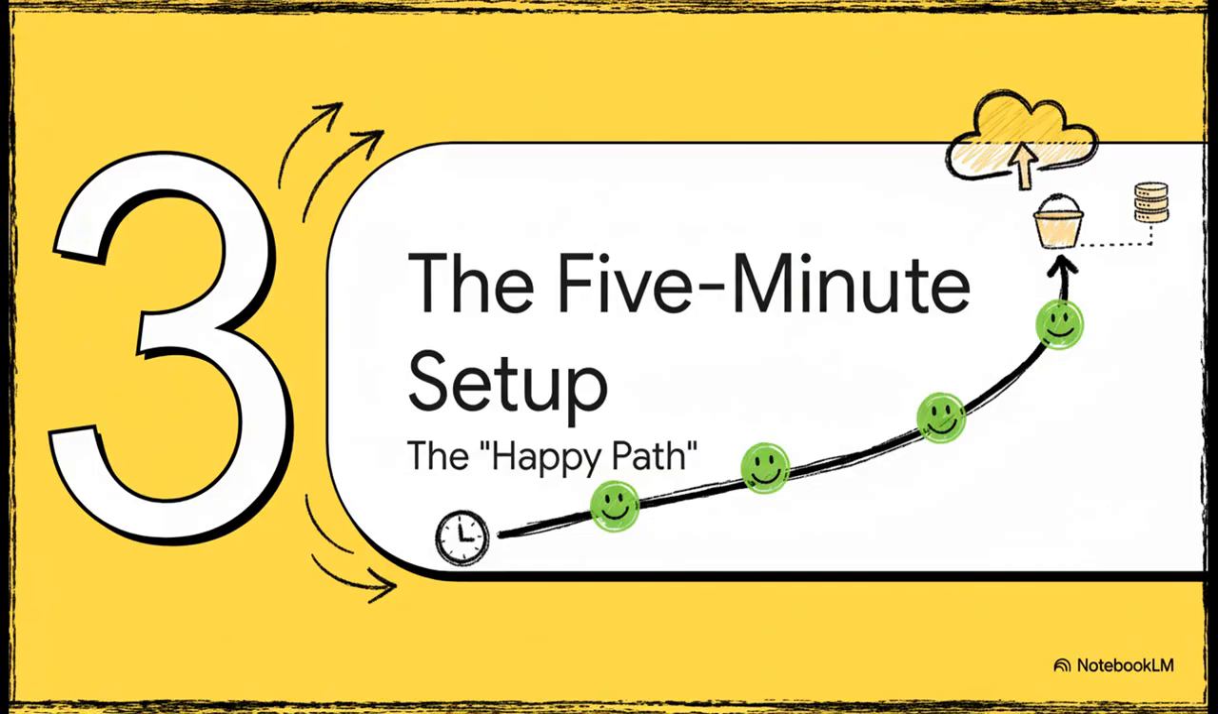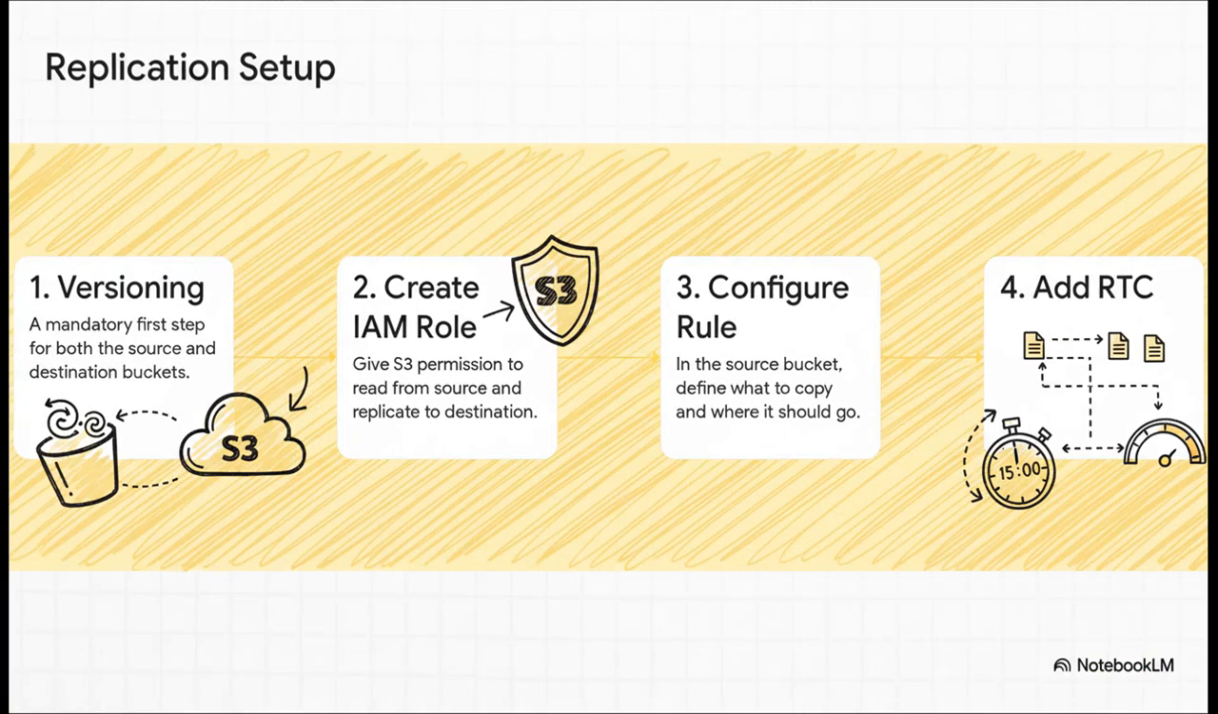Now, I know this might all sound a little complex, but getting a basic setup running is surprisingly easy. So let's just walk through the happy path. You can honestly get this started in just a few minutes. It's really just a couple of steps. First, and listen up, this part is absolutely non-negotiable. You must enable versioning on both your source and destination buckets. It won't work without it.